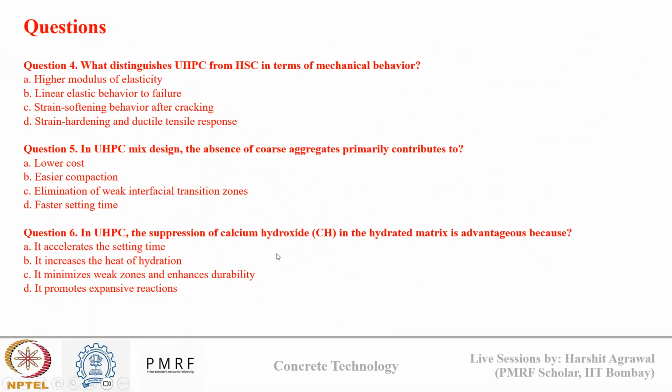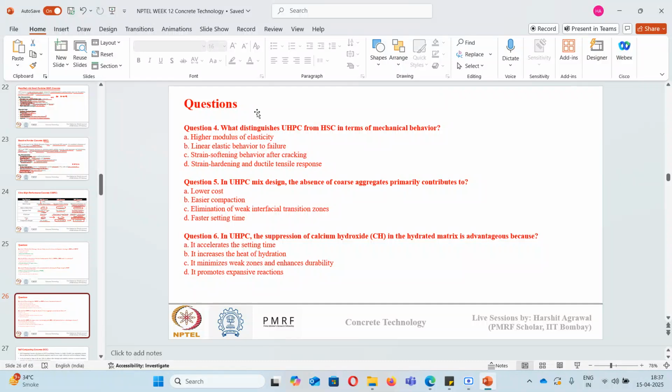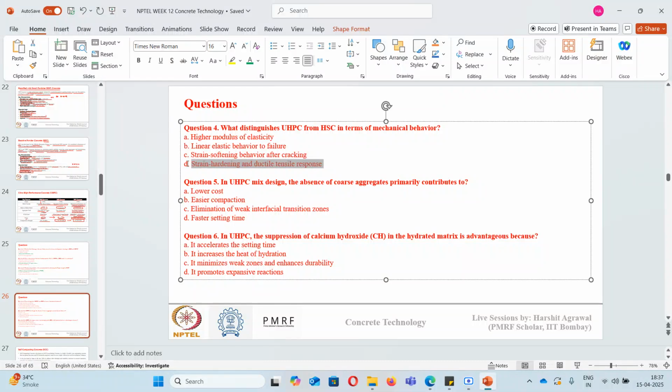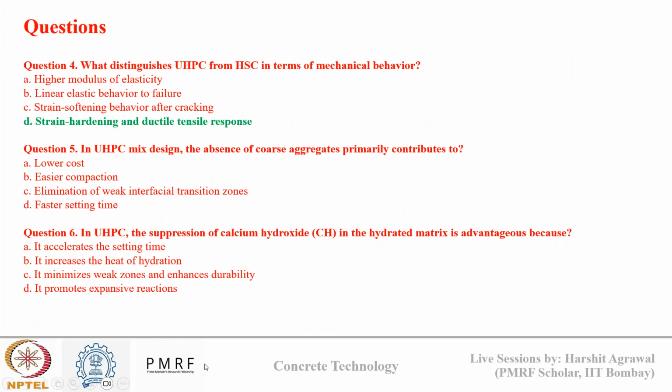Okay, for question number 4, the answer will be D. How, I will tell you. If you remember when we talked about high strength concrete and we saw the stress strain behavior, what was happening? It was showing a brittle failure. Though the strength was high, it would fail in a brittle manner. It was not showing sufficient strain beyond peak load. But in ultra high performance concrete, especially the one which uses fibers, it shows strain hardening behavior in tension.